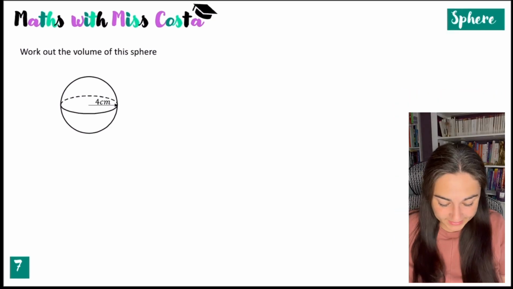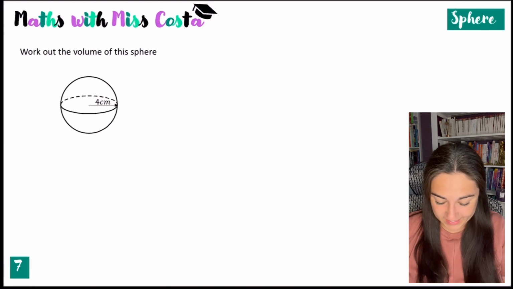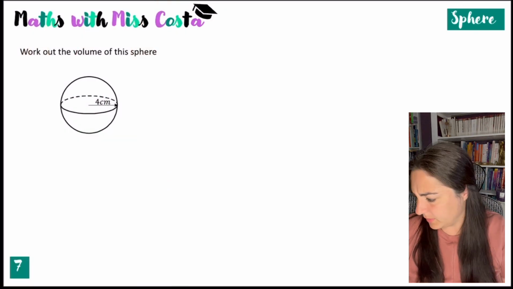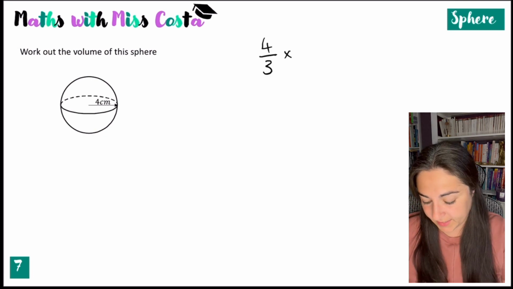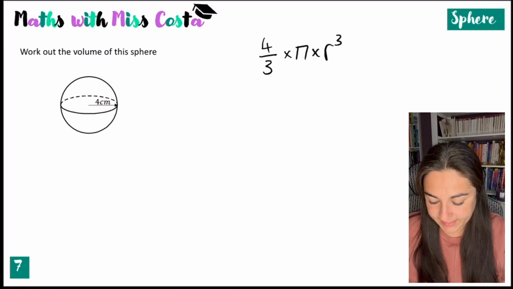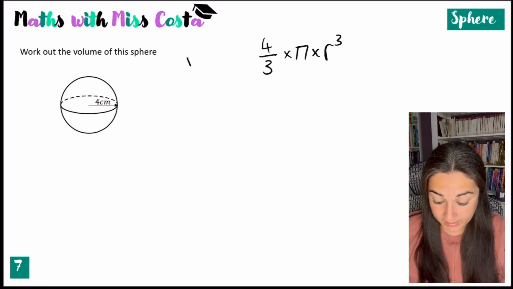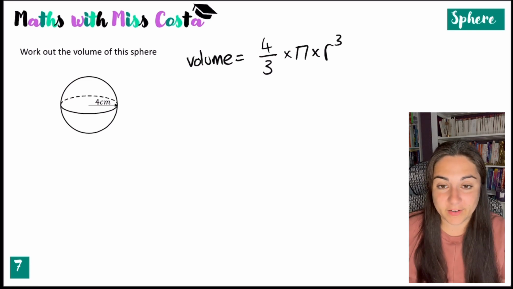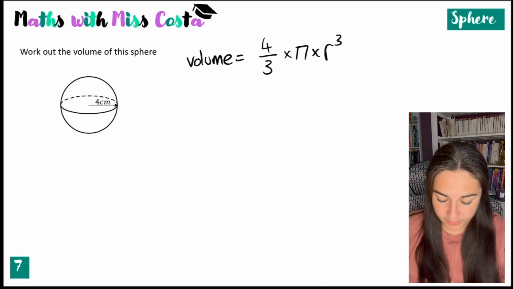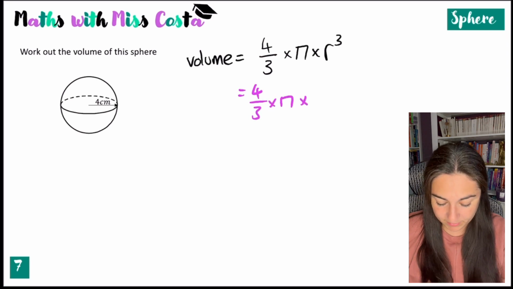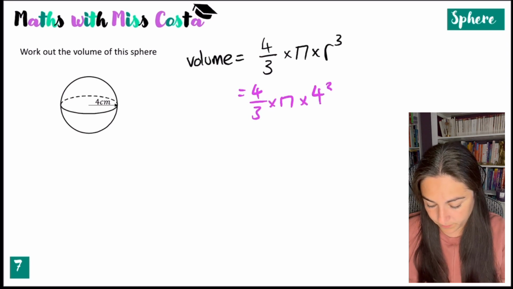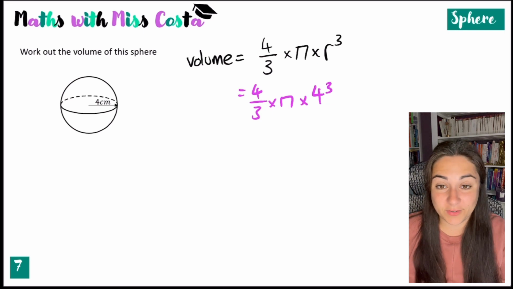Okay, so with the volume of the sphere, you are going to be given the formula for it. The formula for the volume of a sphere is 4/3 times pi times radius cubed. You'll be given that as part of the question, so don't panic about needing to memorize it. Now work out the volume of the sphere. It's just a simple substitution. So we've got 4/3 times pi times radius cubed. What's the radius? 4.